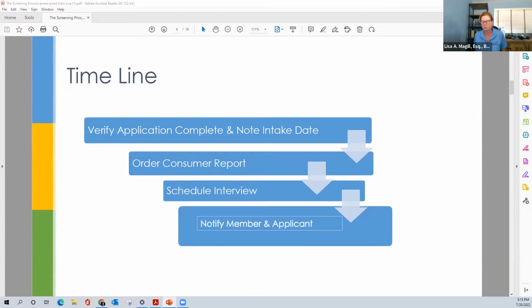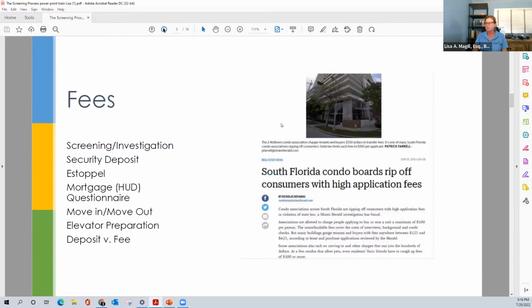the previous residency or what have you. If you are entitled to, you can order your consumer report, you can schedule your interview, and then of course you have to notify the member or the applicant within the time period that's prescribed by your governing documents. Please do not ignore the timelines in your governing documents.